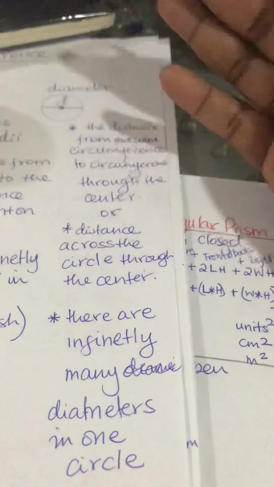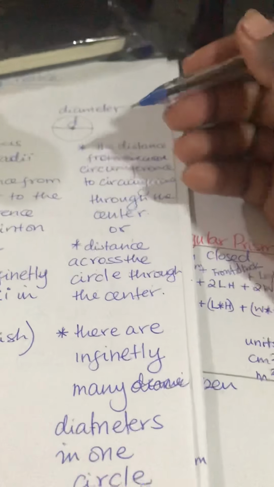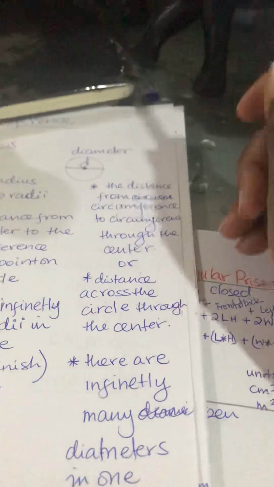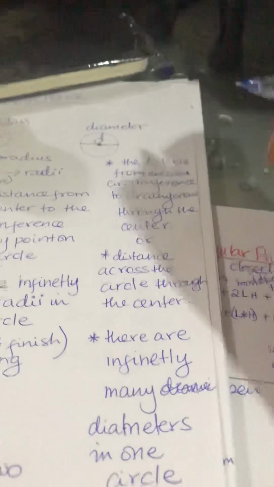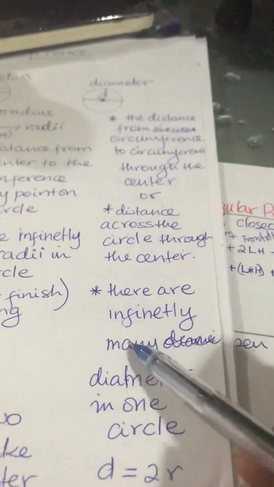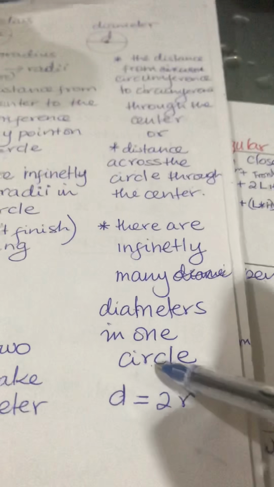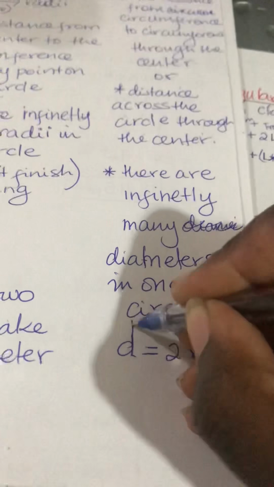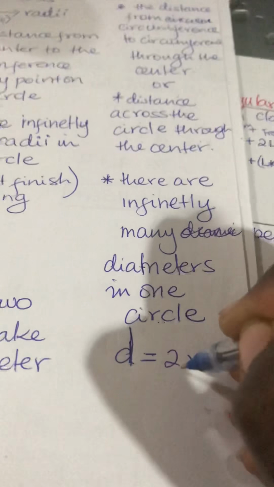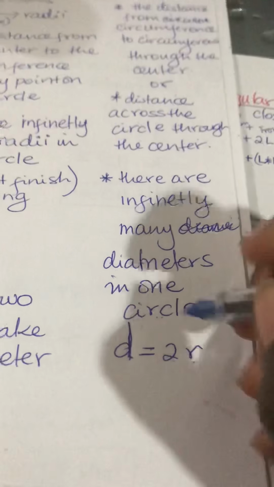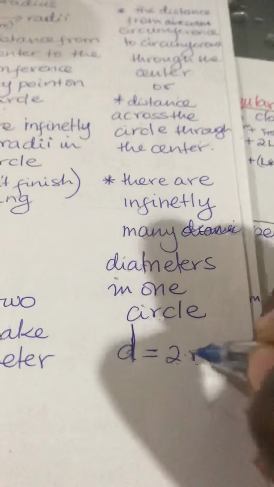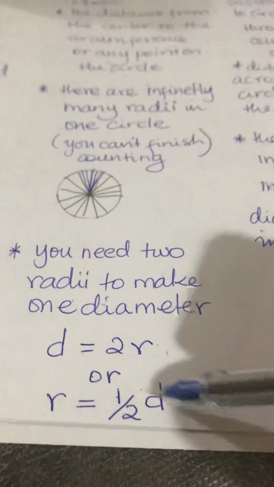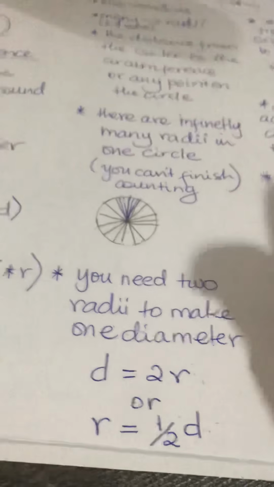Somebody asks you how many diameters are in a circle. There are infinitely many diameters in one circle. The formula for getting diameter is D equals 2 times radius. Remember to use lowercase. This is not capital, lowercase, small letters, okay?